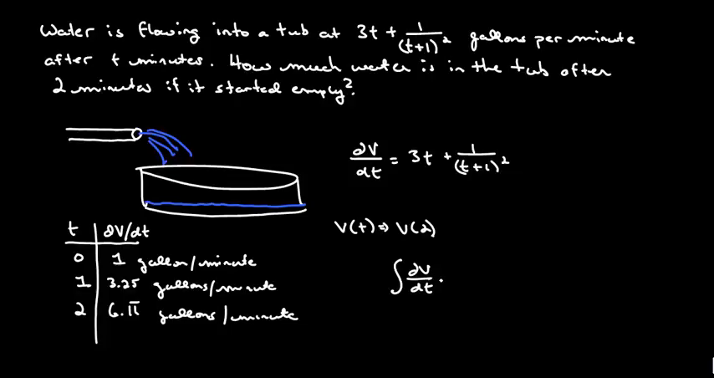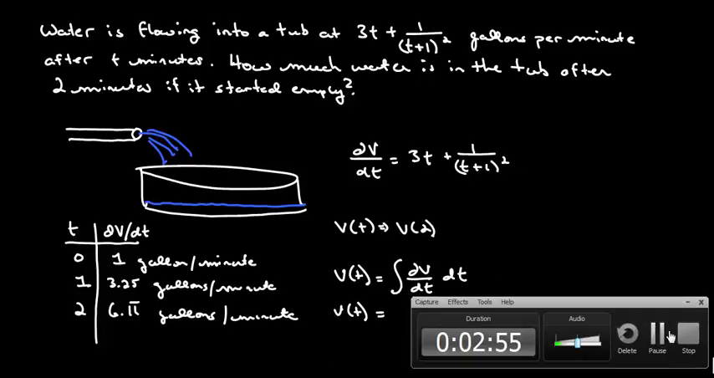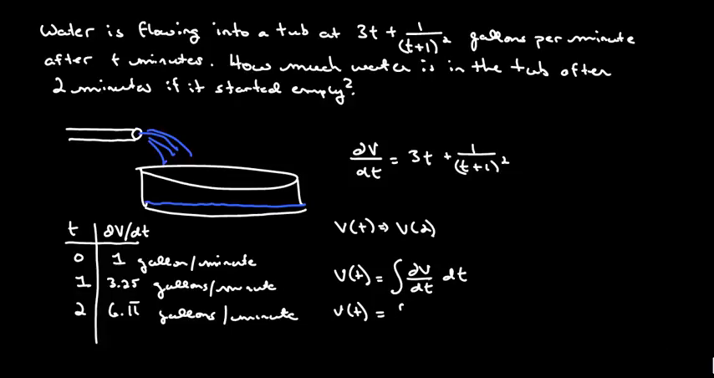So what I'm going to do is find the antiderivative of this guy with respect to t. That is the volume, okay, as a function of time. So this, hang on one second, is equal to, so we need to find the antiderivative of this guy.